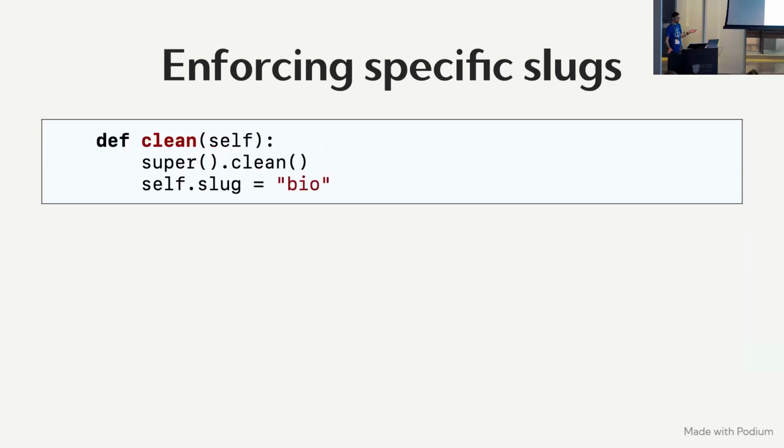And then once that's done, we can write this incredibly simple clean method, which in this case doesn't even validate the user-entered slug. It just sets the slug itself, no matter what the user had put in there in the field. And again, it will always be unique based on our previous rules.